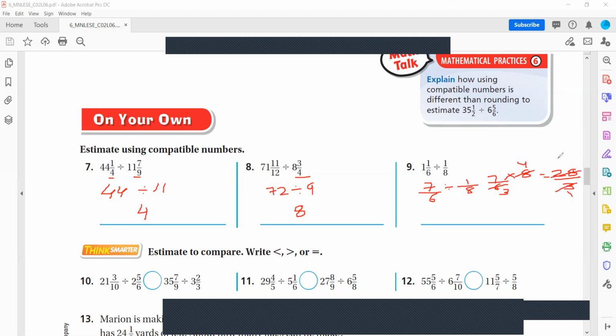Miss, you didn't flip. Well, let us see. Yes, I flipped the idea. You did not see, I flipped. 7 over 6 times 8. Right? I flipped. I did not write 1, but I flipped. 1 over 8, I made 8 over 1. Understood? 28 over 3. It's almost nearby to 9. Got it?